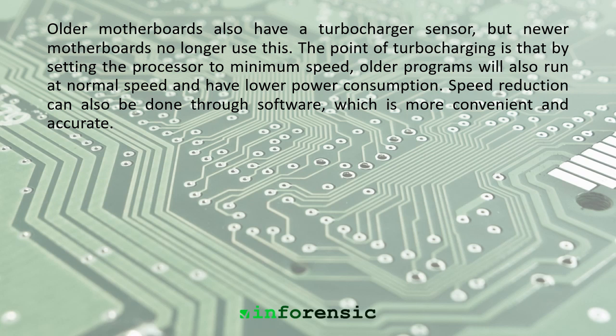Older motherboards also have a turbo switch, but newer motherboards no longer use this. The point of turbo is that, by setting the processor to minimum speed, older programs will also run at normal speed and have lower power consumption. Speed reduction can also be done through software, which is more convenient and accurate.